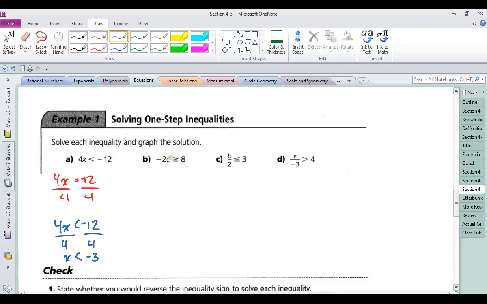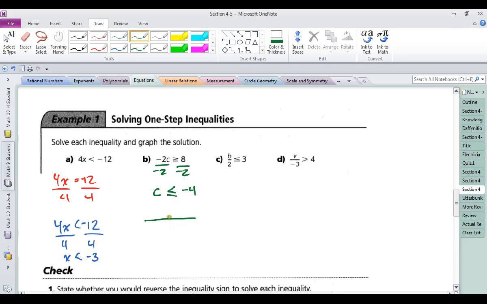What am I going to do to solve that? Divide by what? Negative 2. When I divide by a negative, what happens to my sign? The sign changes. What is negative 2 divided by negative 2? Positive 1. What happens to the sign? Switching. Switches because I divided by a negative. Yeah. And 8 divided by negative 2 is? Negative 4. And then we graph it.